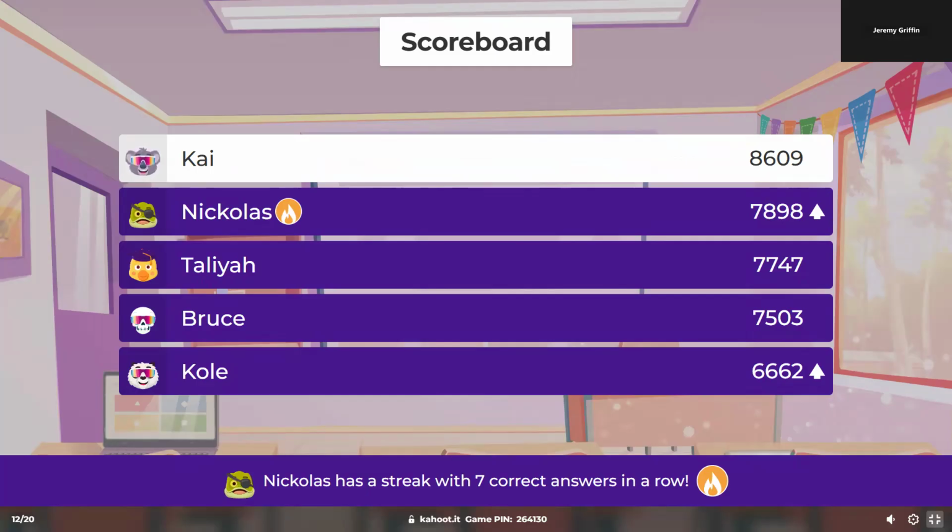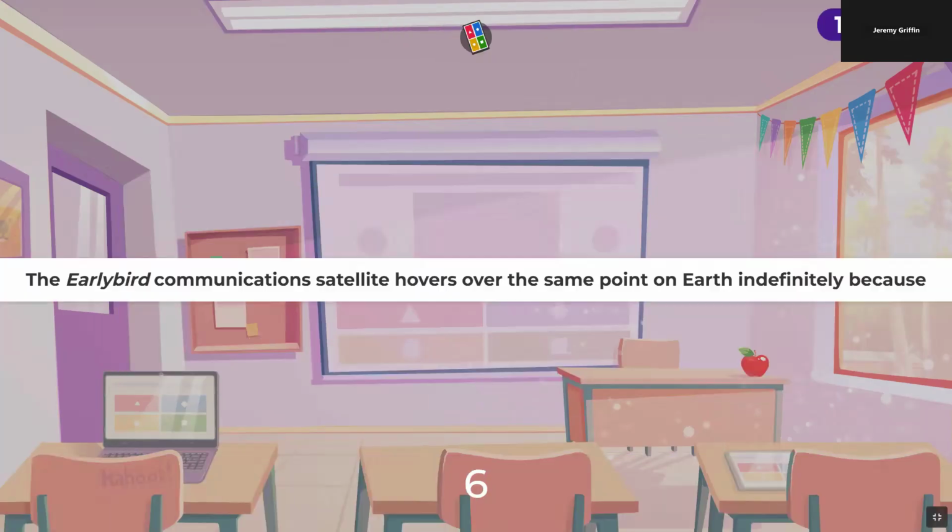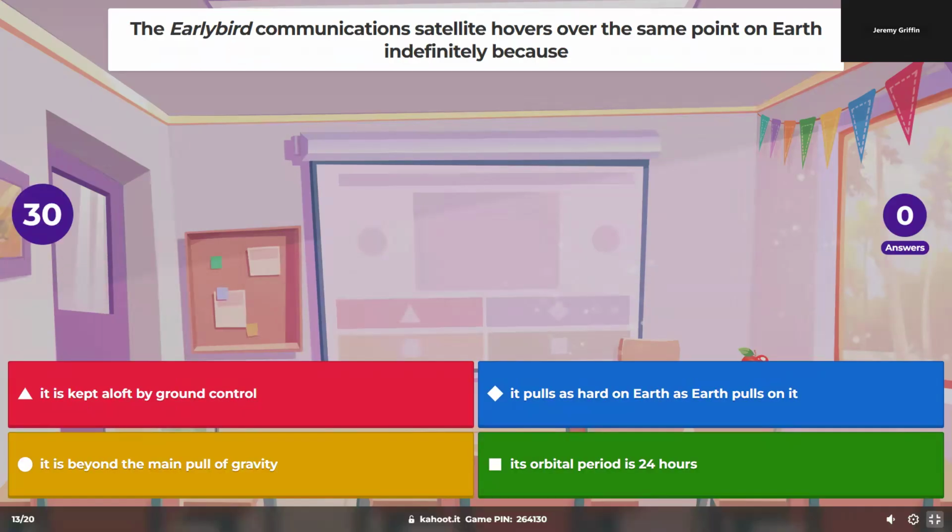Cole, Bruce, Talia, Nicholas, Kai. Early bird communication satellite hovers over the same point on Earth indefinitely. How would that happen?